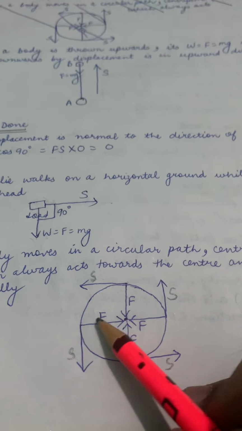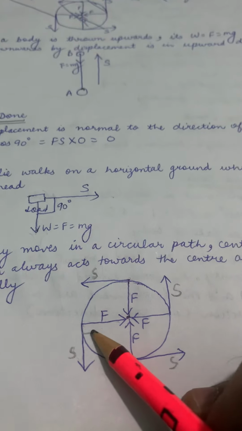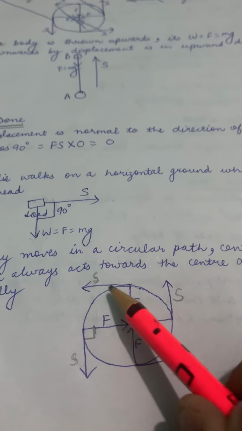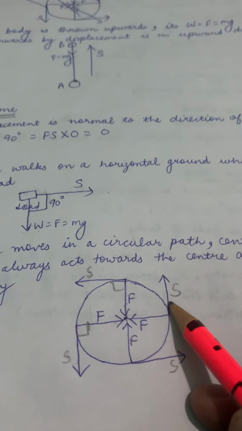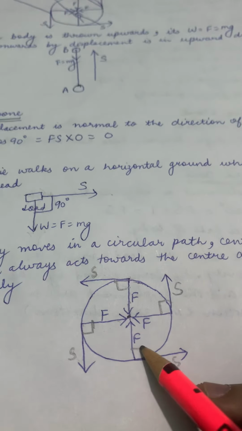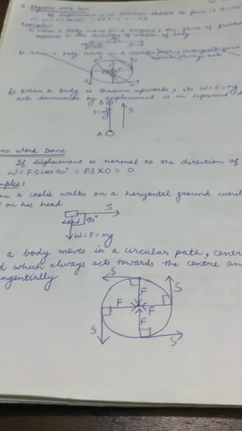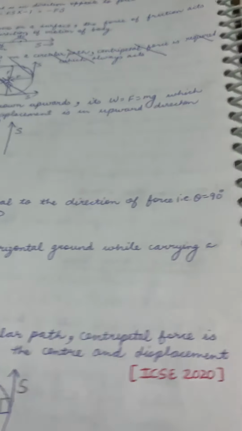So see here, this was force, this is displacement. What is the angle between them? 90 degree. Displacement, force. What is the angle between them? 90 degree. 90 degree again. And 90 degree again. And we know whenever angle is 90 degree, work done is said to be 0.